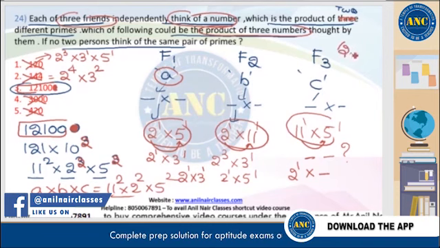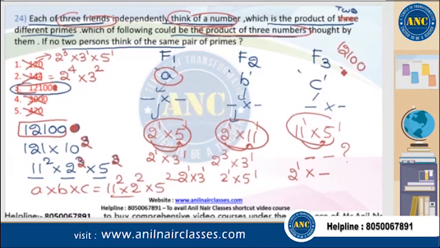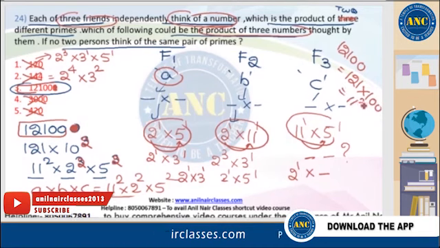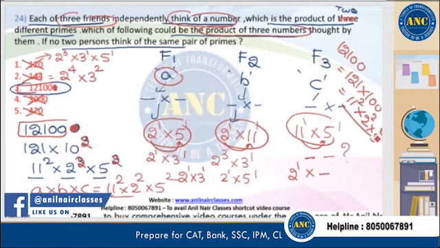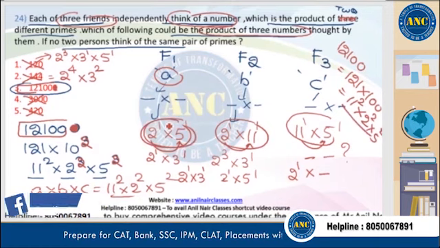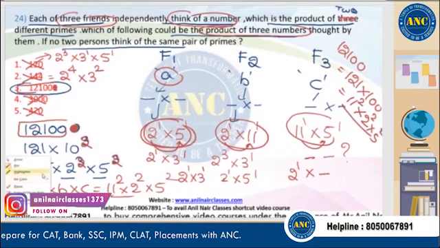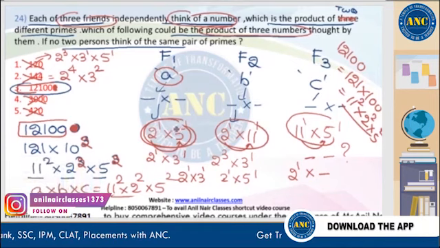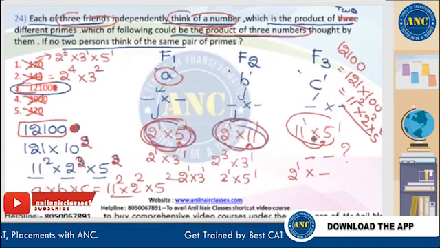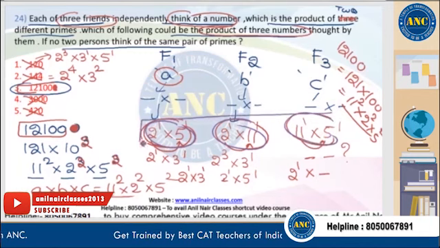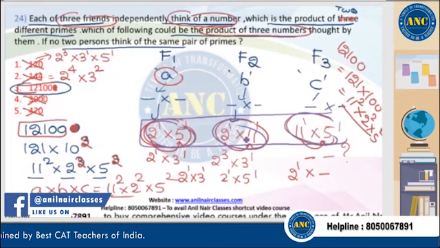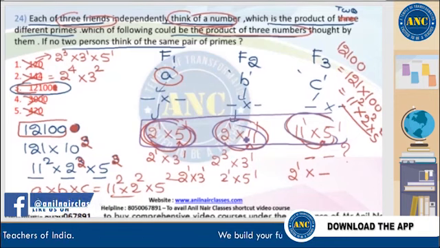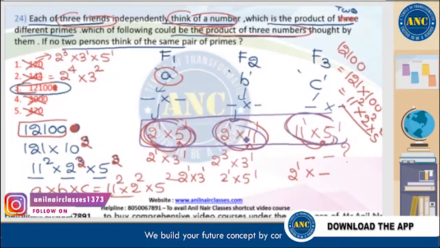12100. 12100 is nothing but 121 into 100. 121 is 11 square. 100 is 2 square into 5 square. Each one I can give 1 power. 2 power 1 into 5 power 1 I can give. 2 power 1 into 11 power 1 I can give. If I multiply all these three, 2 power 1 into 2 power 1 is 2 square, 11 into 11 is 11 square, 5 into 5 is 5 square. I hope the idea is clear.